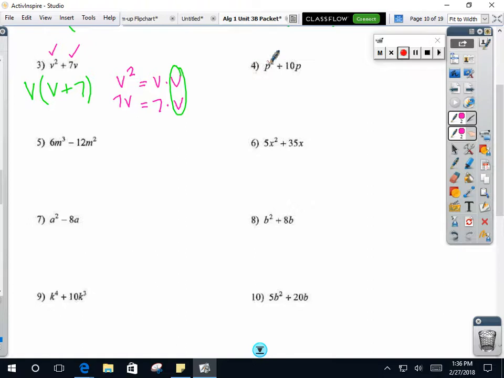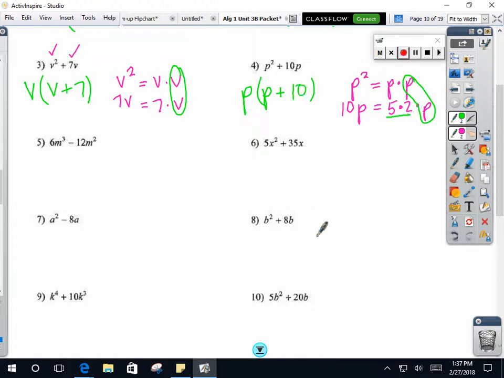I want to factor this binomial, and so I need to see what those two terms have in common. P squared is just p times p, and 10p is a 5 times a 2 times a p. So what's the only thing they have in common? A p. 1p. So 1p is your greatest common factor, so you factor it out. You undistribute it. Factor it out. Out of the p squared, p was left uncircled. Bring down the plus. And from the 10p, 5 times 2 was left uncircled, so 10.